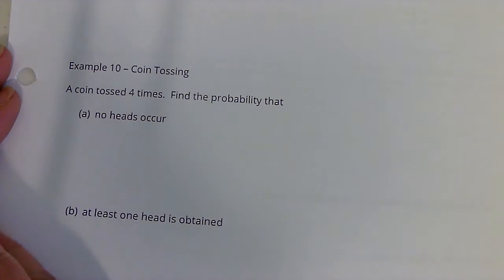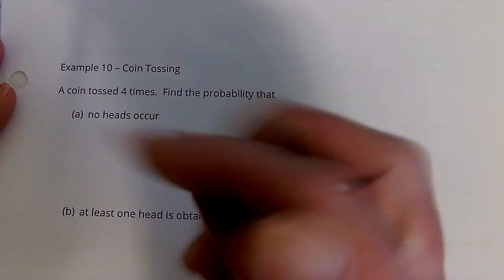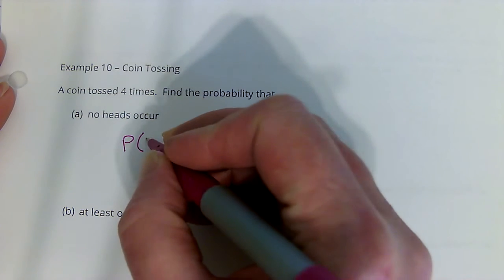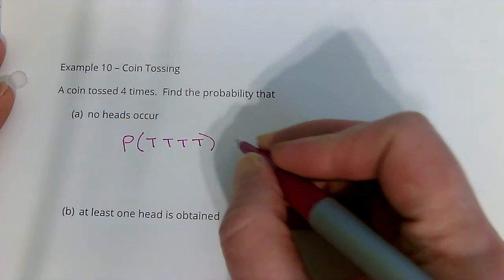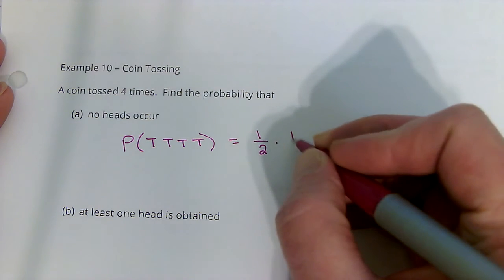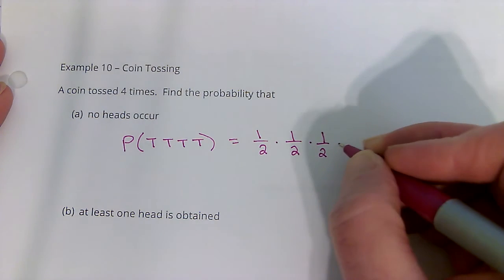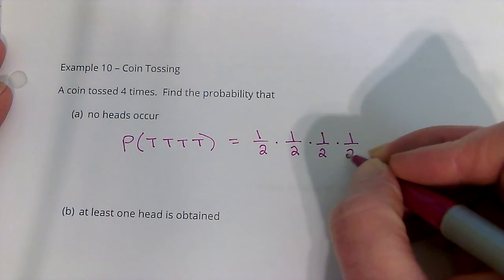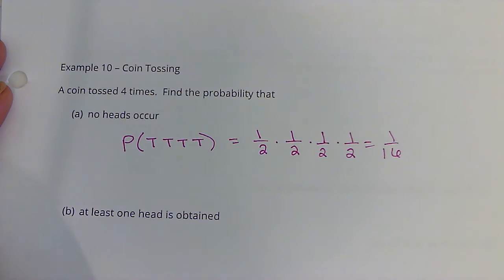Coin tossing. Find the probability that we're tossing a coin 4 times and that no heads appear. Well, that means it's the probability of getting tails, tails, tails, and tails. The probability of getting the first one is 1 out of 2. The probability of the next one is 1 out of 2, and so on for each of the four tosses. So it's 1 out of 16.